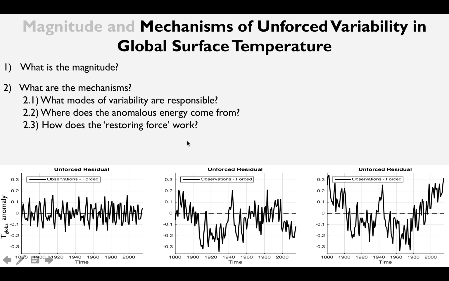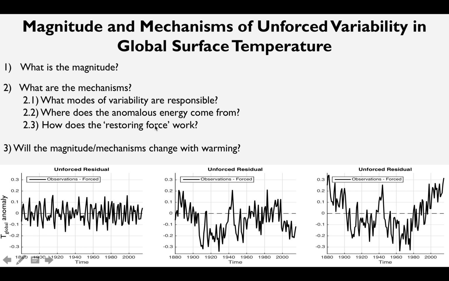How the restoring force works. So if temperature wanders away from its equilibrium value, what brings it back down towards where it started? And then also I'm interested in how the magnitude and mechanisms of unforced variability will change as the baseline climate system gets warmer.